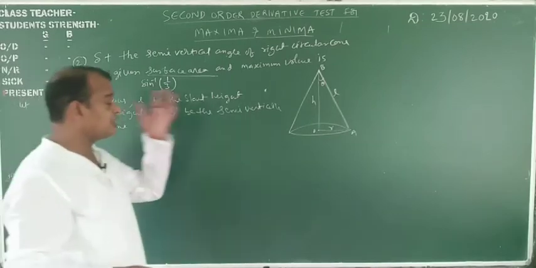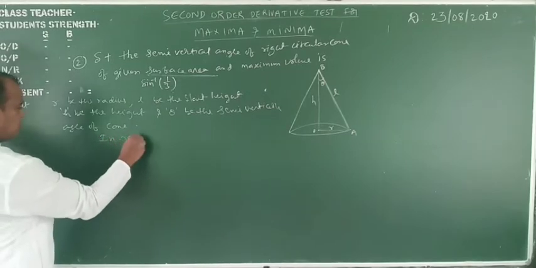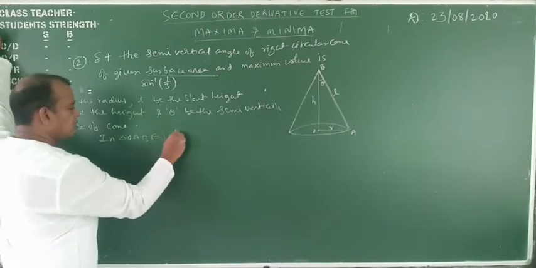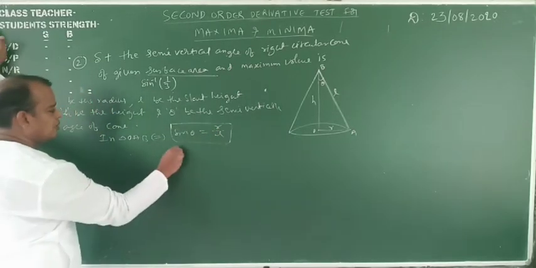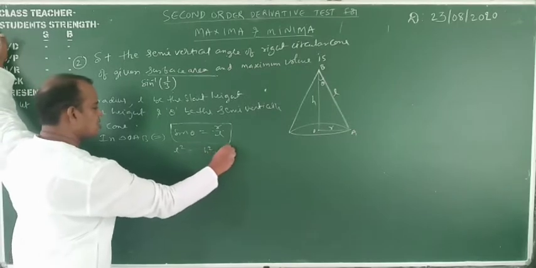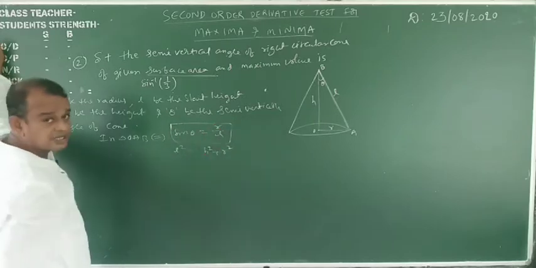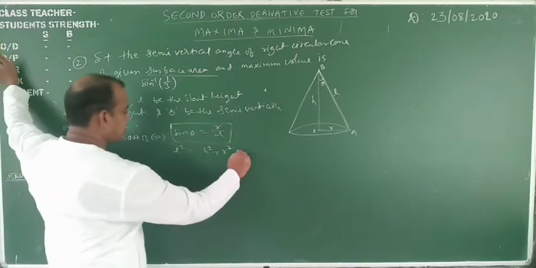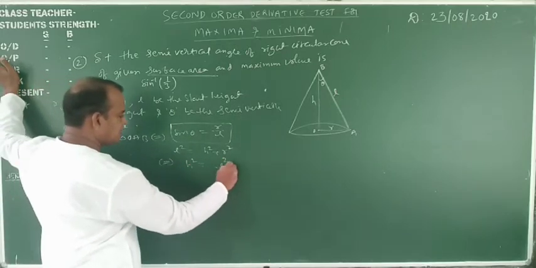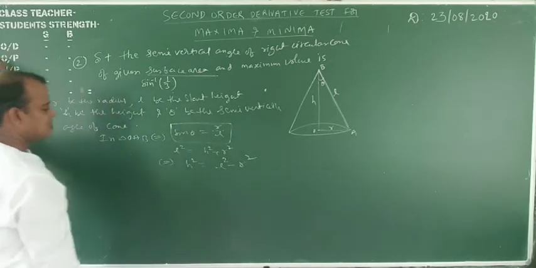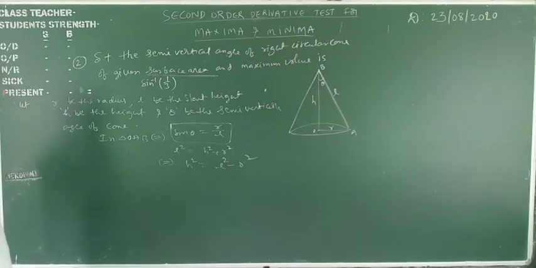Now you know that L square is equal to H square plus R square in triangle OAB, and sin theta is equal to R by L. Write down: L square is equal to H square plus R square. From this, H square is equal to L square minus R square. L means slant height, R means radius of the base.